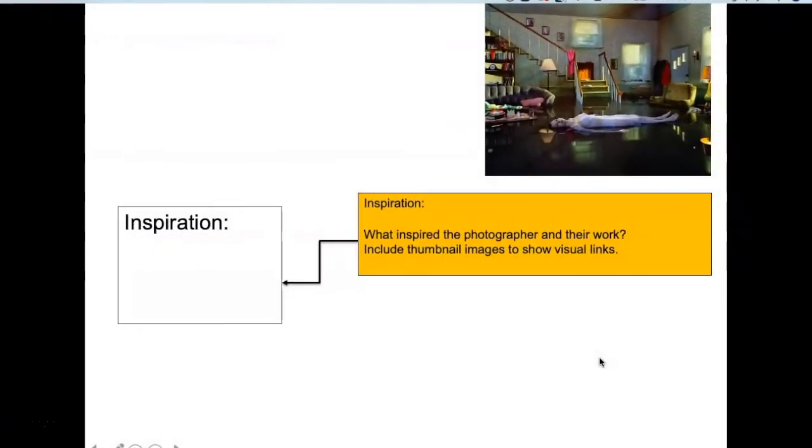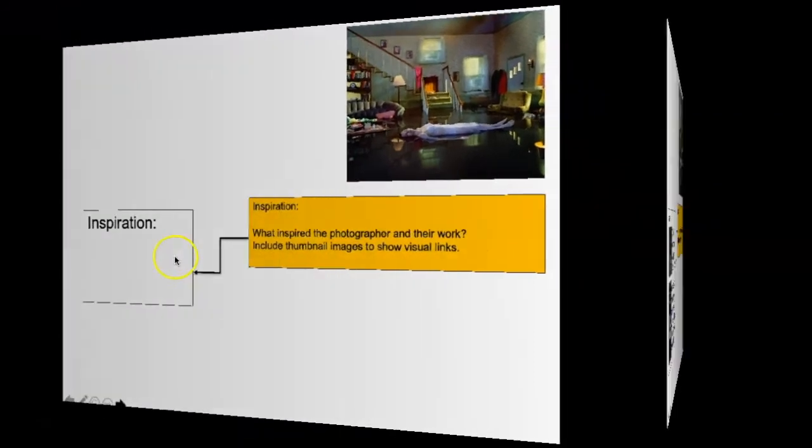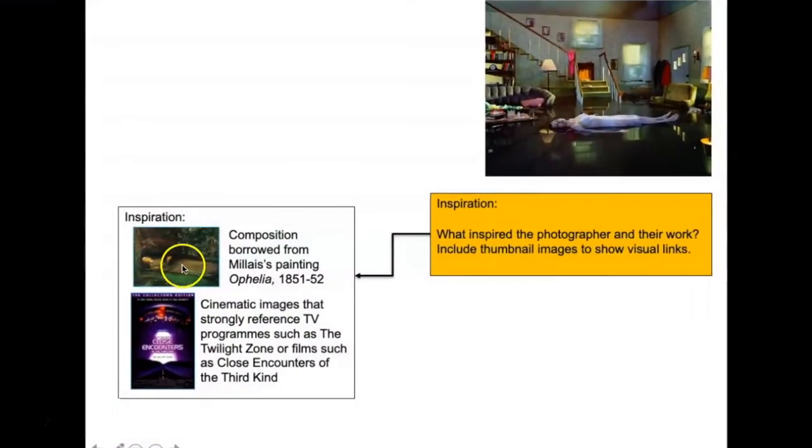So the next point is inspiration. What's inspired the photographer and their work? And this is where you can make it a bit more visual as well, and you can include thumbnail images to show visual links. So here I've got the image from Millet's Ophelia, the original classical painting, so we can clearly see the visual links there. And then also Gregory Crewdson was heavily inspired by cinema and films like Close Encounters of the Third Kind. So these sort of strong, late 70s, 80s movies as well.